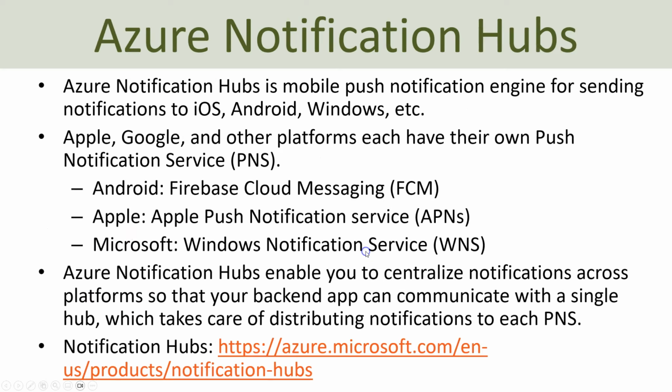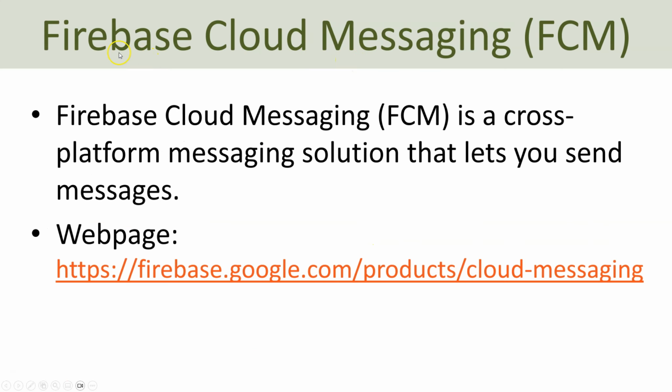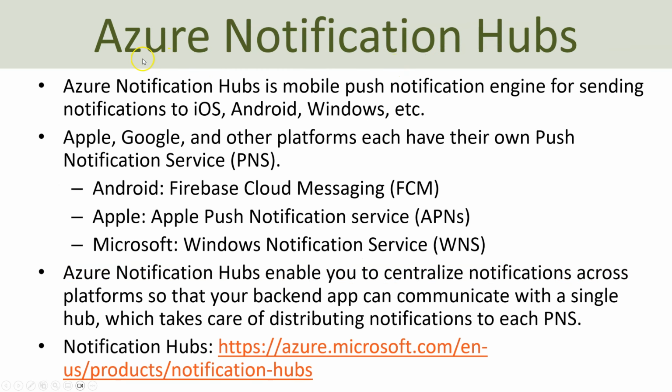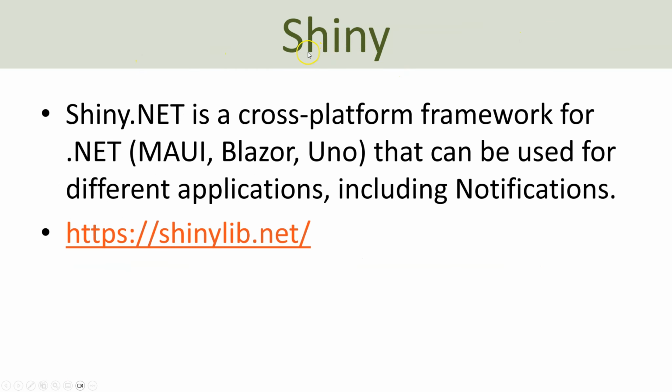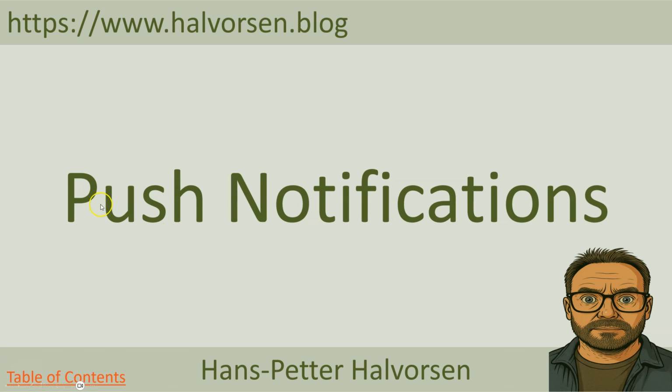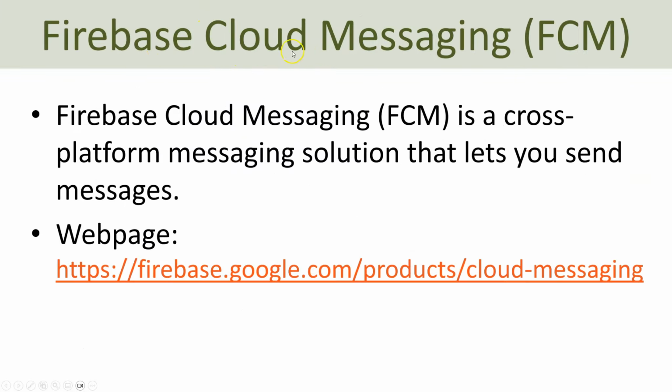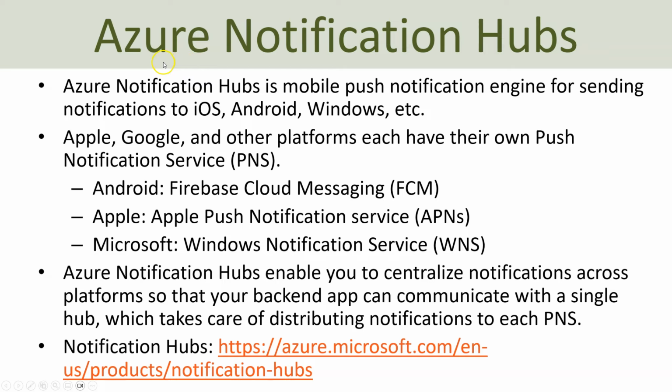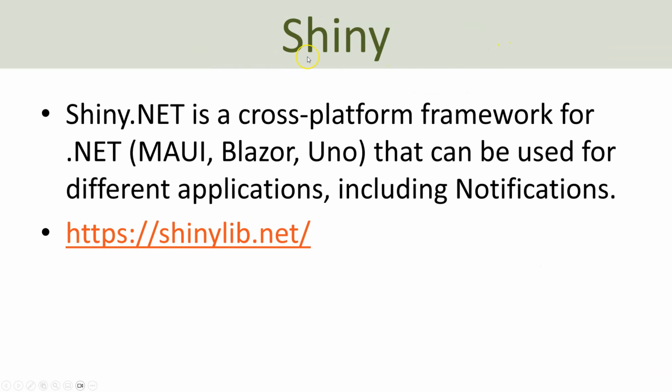In addition to using Firebase and Firebase Cloud Messaging or the Azure Notification Hubs, you can also use something called Shiny, which is also a cross-platform framework that works with .NET MAUI, etc. And it can be used for sending push notifications as well. So then you have these three alternatives. If you want to send push notifications to your application, you can either use Firebase and Firebase Cloud Messaging, Azure Notification Hubs, or you can use something called Shiny.